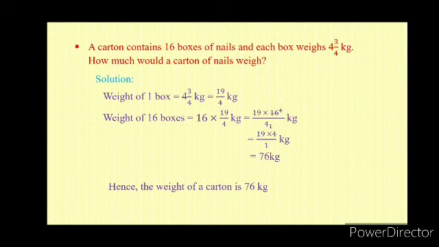So convert it into an improper fraction, we get 15 by 4 kg. And weight of 16 boxes is, we know that given for 1, asked for many, we have to perform multiplication. So it is 16 into 15 by 4. That is 16 into 15 overall divided by 4. Reducing in the 4 table, 4 times and 1 times, we get 15 into 4 as 60. So the weight of a carton is 60 kg.